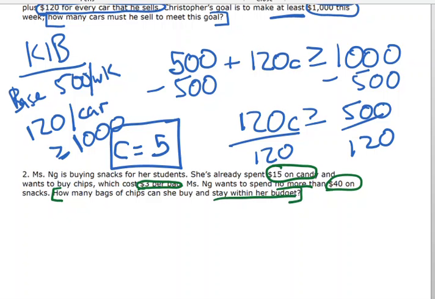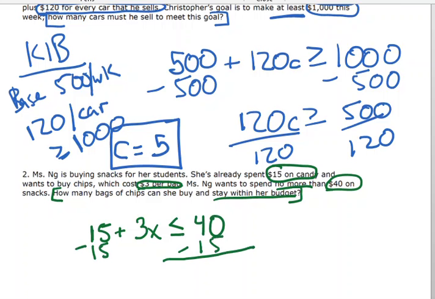So again, I'm going to do an inequality. This one is going to be a little different. I have that $15 on candy plus $3 per bag of chips. We'll call that 3x. It has to be less than or equal to $40. We do not want to spend any more than that. So I'll subtract 15 from both sides. 40 minus 15 is going to give me 25. And then I have 3x is less than or equal to 25.